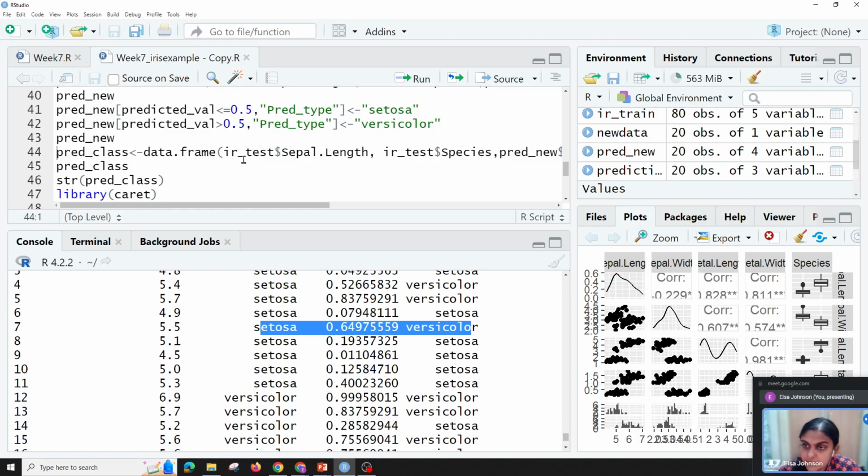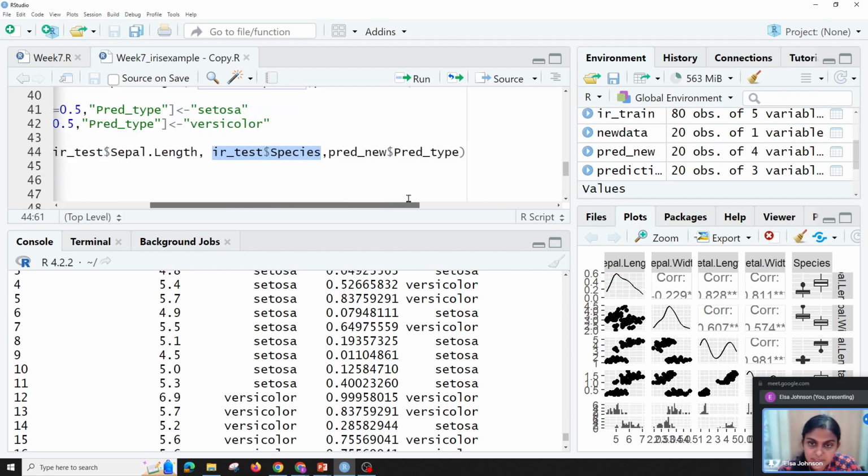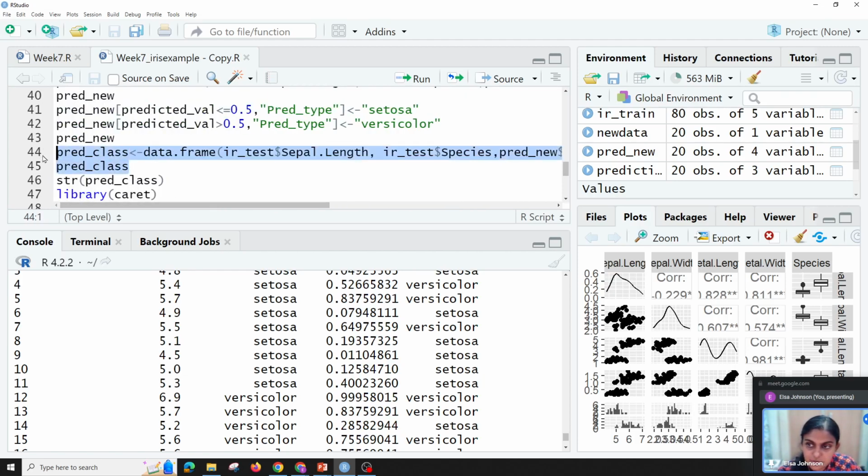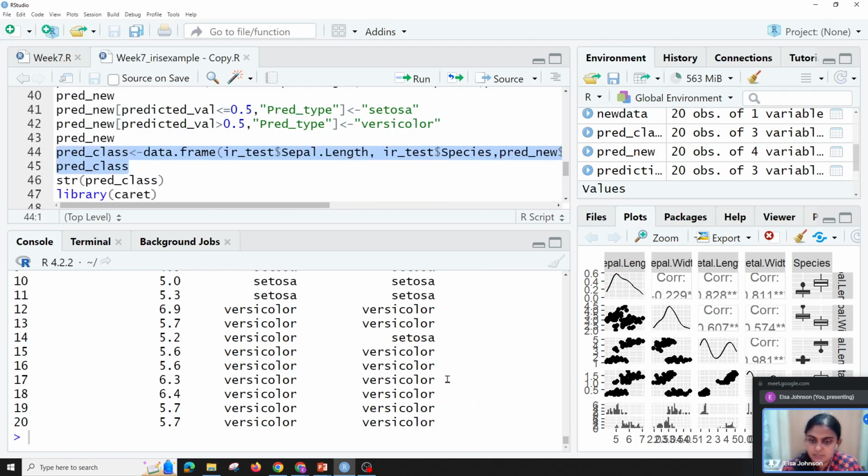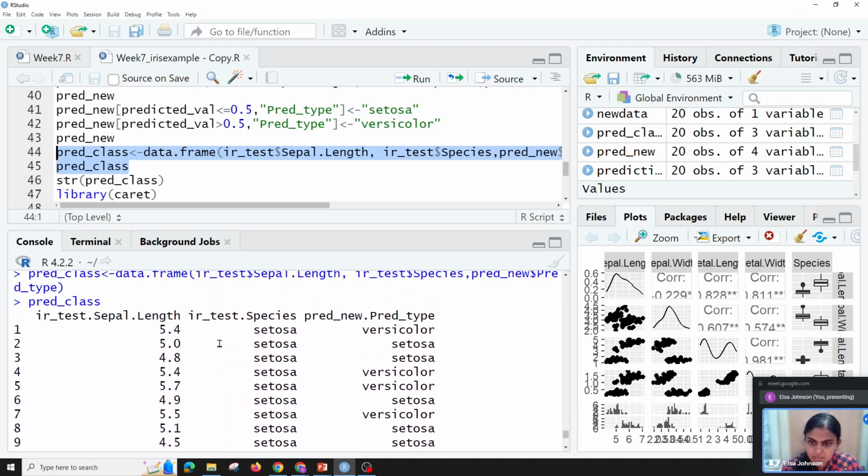Okay, now what I can do is I'm just making a new data frame with the columns sepal length, species, and the pred new $pred type. Okay, so if I run that, you can see that just the probabilities have been removed, and we have three columns: ir.test.sepal.length, ir.test.species, and pred_new.pred type.